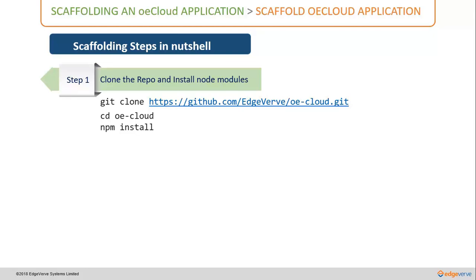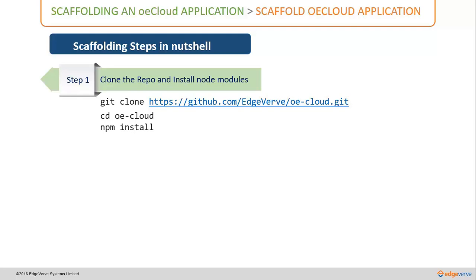Subsequent to the issuing of this command, git clones a copy of the oeCloud repository onto the local machine, and once this process is complete, it will create a folder called oe-cloud, and so you will have to shift to this particular folder and then do an npm install.